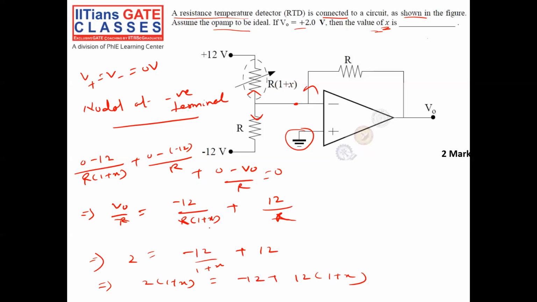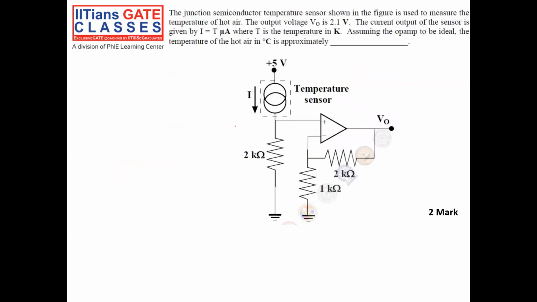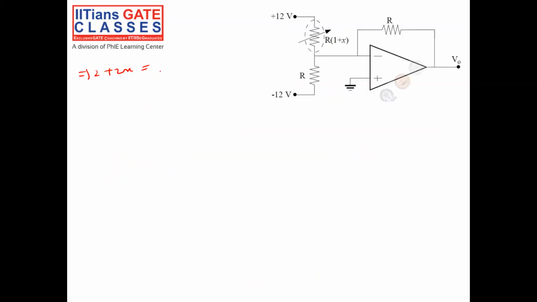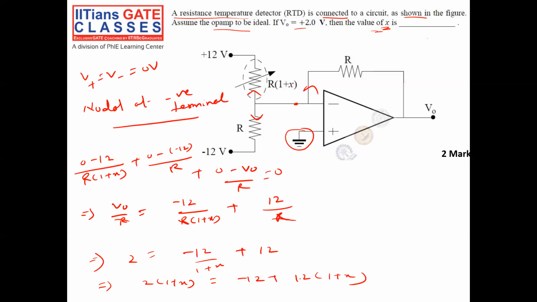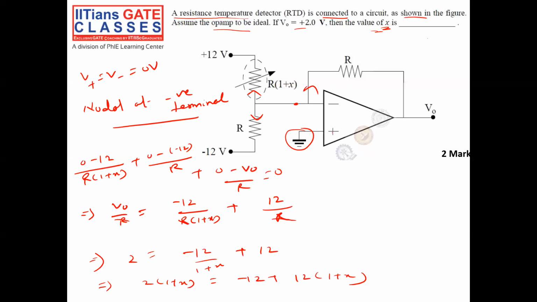So now 2 plus 2X is equal to minus 12 plus 12 plus 12X. Minus 12 plus 12 plus 12X. So these two got cancelled. So simply, 2X minus 12X is minus 10X, so 10X is equal to 2. X is equal to 2 by 10, equal to 0.2. Okay. So X should be equal to 0.2.